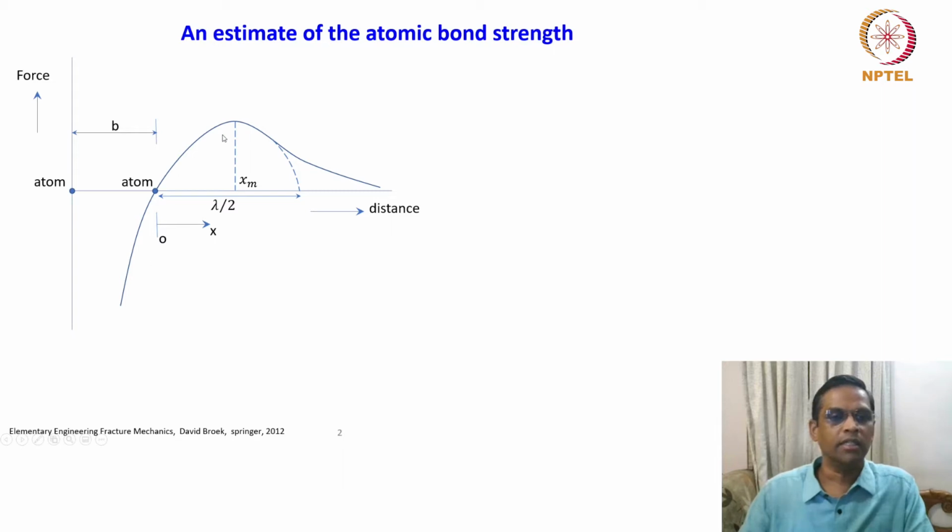This is the force-distance curve, and it can be approximated as a sine wave. That is why this extension is given. This is the direction, the distance x, by which we are going to pull this atom from its equilibrium position, and when it moves in the x direction, the force goes through a maximum and then comes to a minimum.